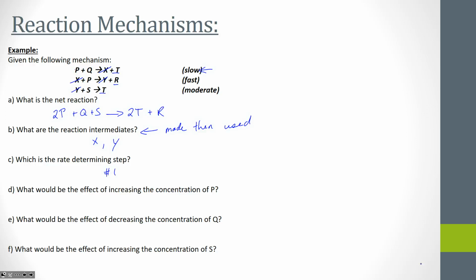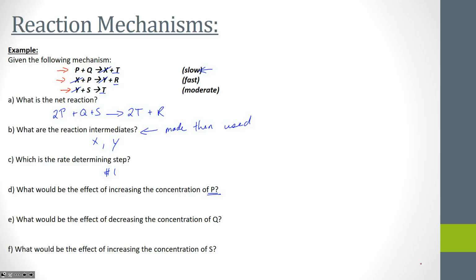The rate determining step would have to be simply your slowest step. So it's step 1. Now, if we increase the amount of P in this mechanism, you're going to cause more collisions in certain steps. It's not going to have an effect on the third step because P doesn't appear in there. But if you add it to these 2 steps, it's going to cause more collisions between X and P and Q and P. So you're speeding up the first 2 steps.